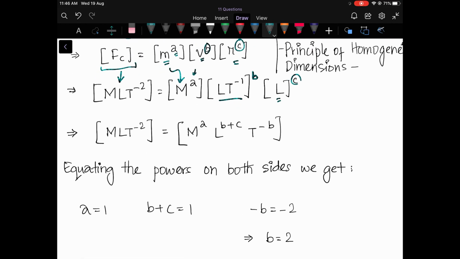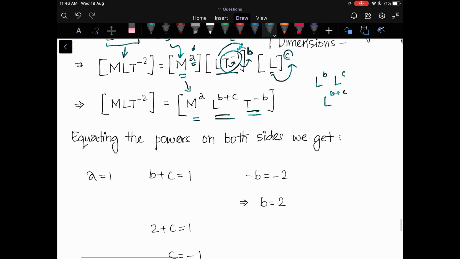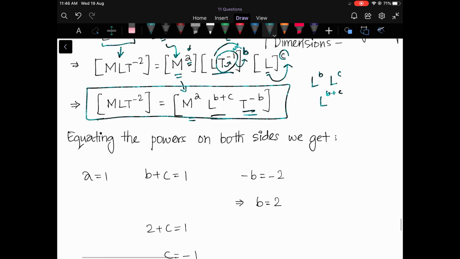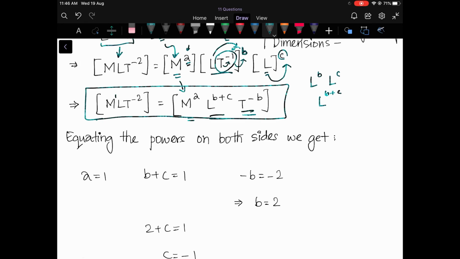Then we arrange all of them such that we have M to the power a, L to the power b, and L to the power c. So when you simplify them, it looks like L to the power b plus c. And finally we have time, that is T to the power minus 1, but it also has b, so it must be multiplied with b, so we get T to the power minus b. So see, on the left-hand side we have M to the power 1, L to the power 1, T to the power minus 2.